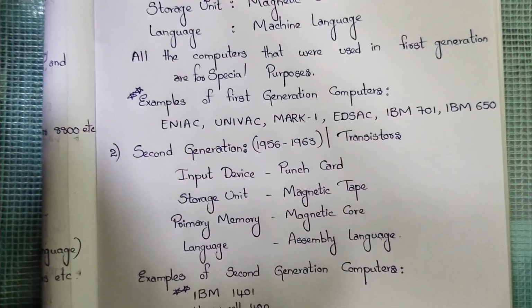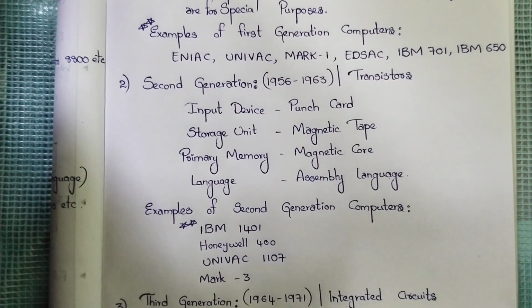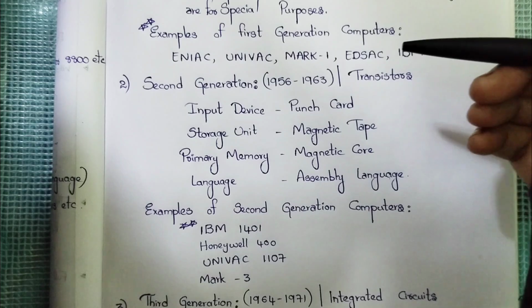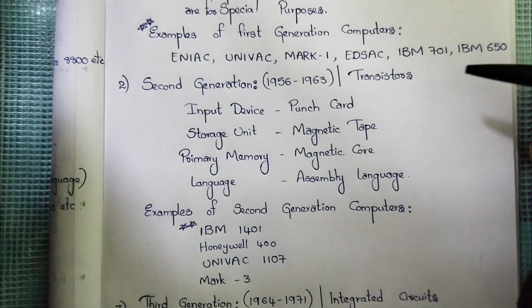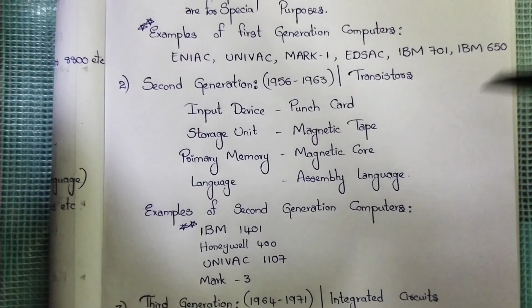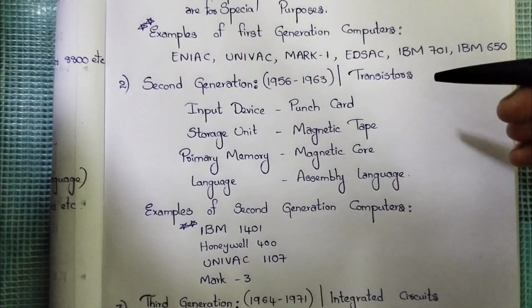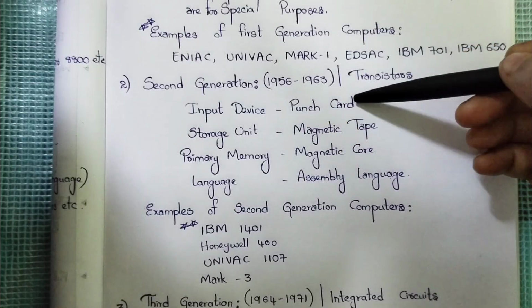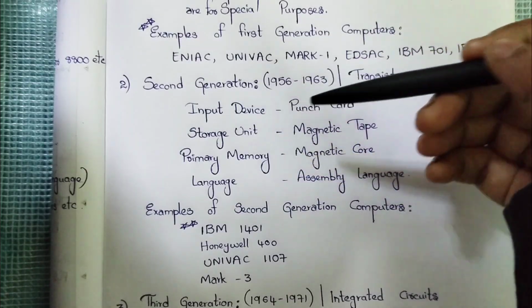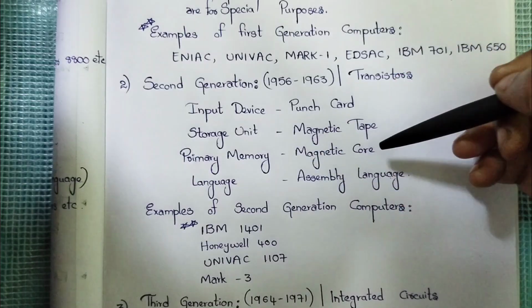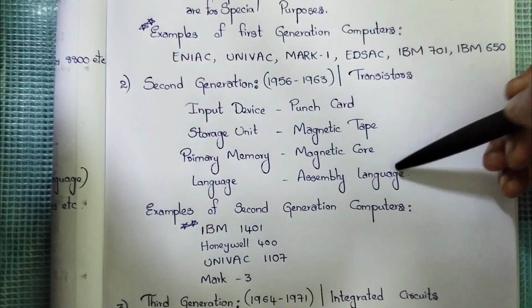Let's talk about the second generation computers. In the second generation, from 1956 to 1963, transistors were used. The important component of the second generation computers is transistors. As an input device, we used punch cards. The storage unit is magnetic tape. Primary memory is magnetic core, and the language is assembly language.